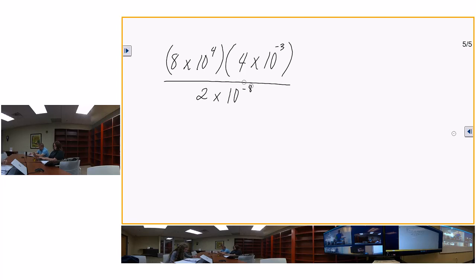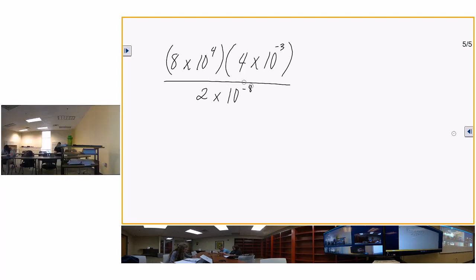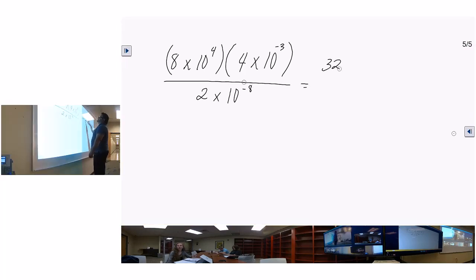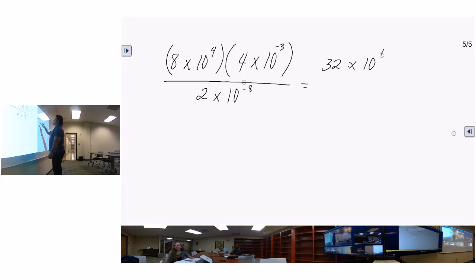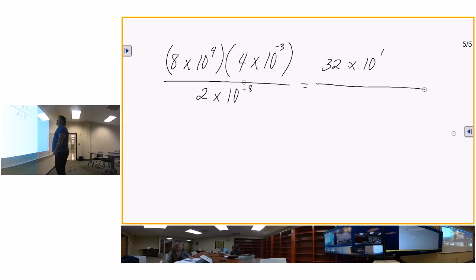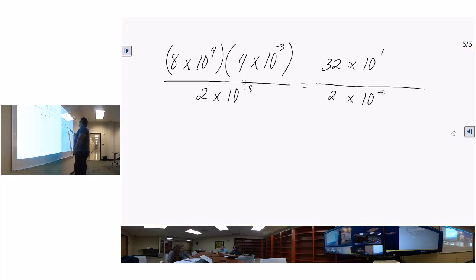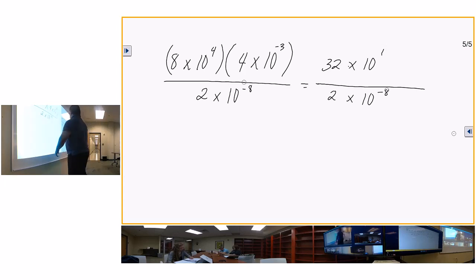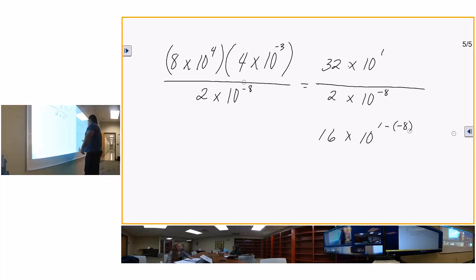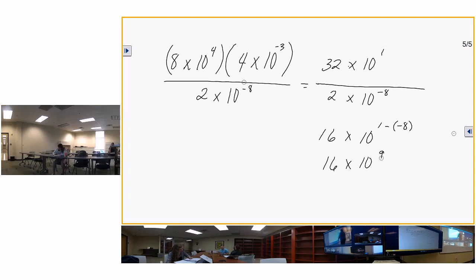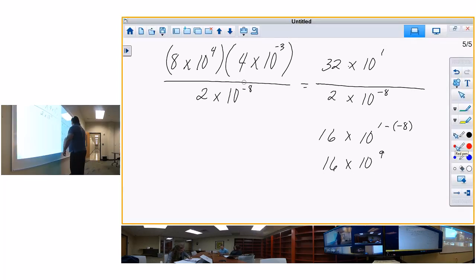Okay, so what is 8 times 4? 32 times 10. What is 4 plus a negative 3, or 4 minus 3? To the first power, divided by 2 times 10 to the negative 8. Now what is 32 divided by 2? Times 10 to the 1 minus a negative 8. 16 times 10. What is 1 minus a negative 8? 9. I'm sorry, y'all don't listen to me. What happens to the two negatives? It becomes a plus. Y'all just don't listen to me.